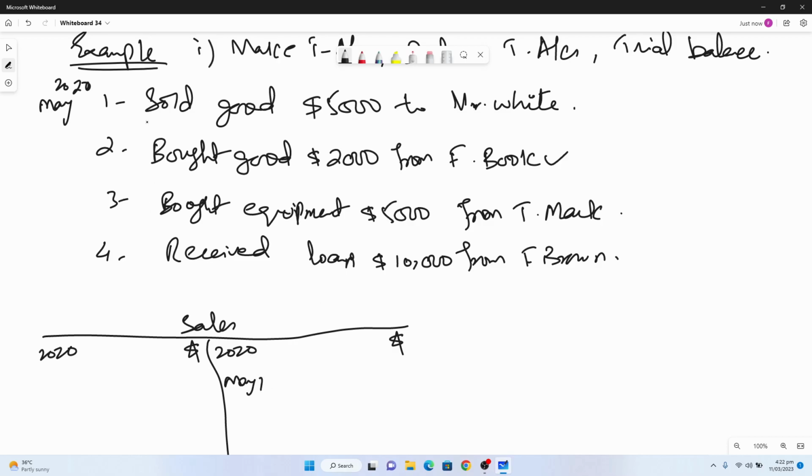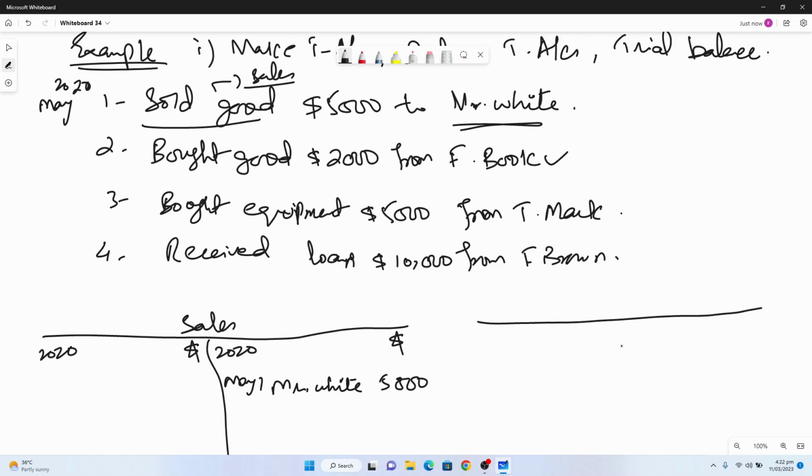One T account is sales. Whenever there's the word sold goods, goods don't have any T account, so we write the name sales. Then another T account is Mr. White. So I'll write the opposite T account name, which is again the rule of accounting that we need to follow. The amount is the same, which is 5,000.